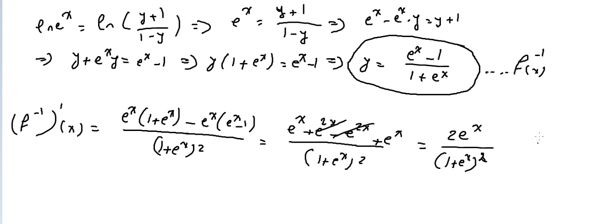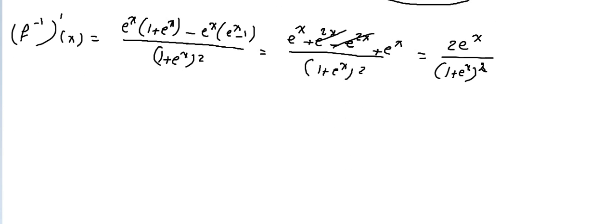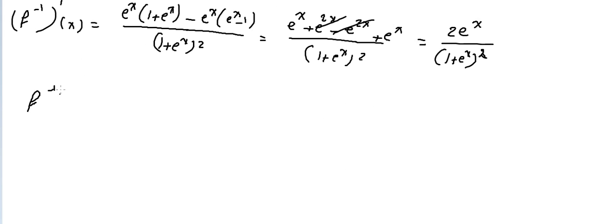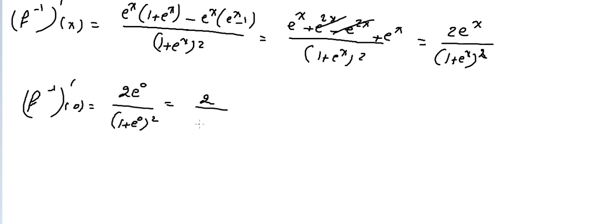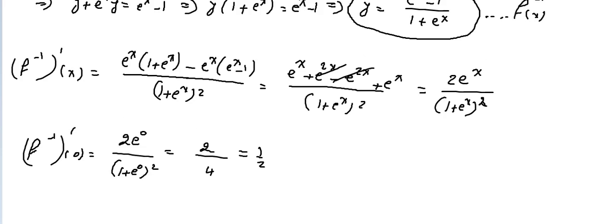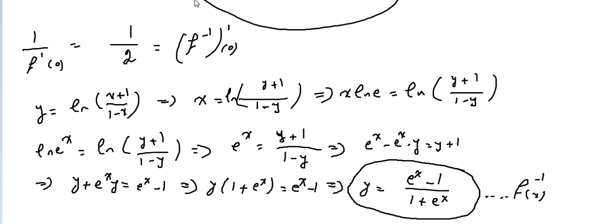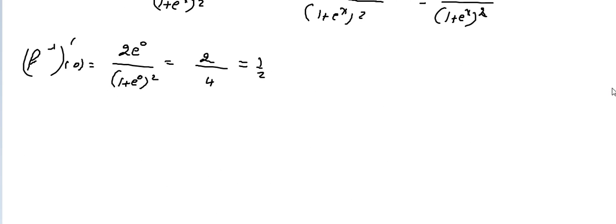And we need to find f inverse prime of 0. This means we substitute 0: 2e^0 over (1 + e^0)^2. The answer is going to be 2 times e^0, which is 1, over (1 + 1) squared, 2 squared is 4. So the answer is half. And we found it before in the previous video as half, so this is 100% correct. We still have just part H.